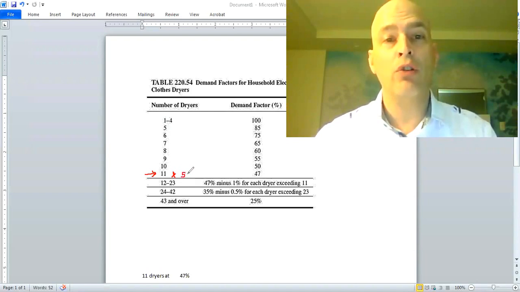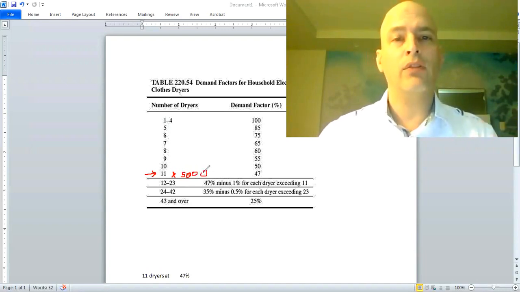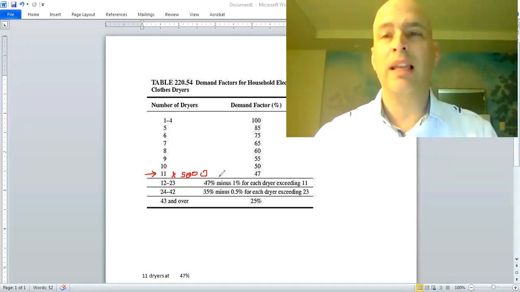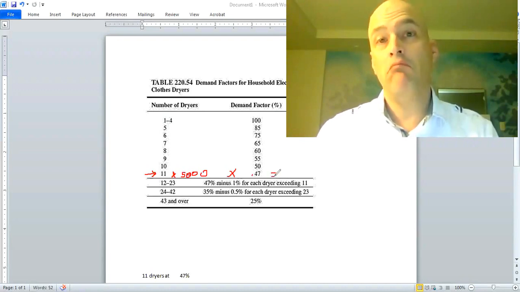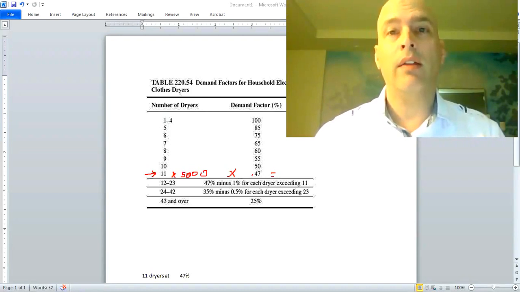If the nameplate's larger, I would use a larger value. 5,000, though, would be my minimum value that I could ever use. So let's say I have 11 dryers, 5,000 watts each. That would be 55,000 total watts, and then I would multiply that total by 0.47 on my calculator, and that would be the demand load that I would have for 11 dryers. Okay, that's easy enough. All right, not too complicated.